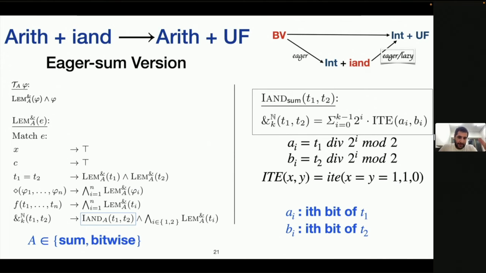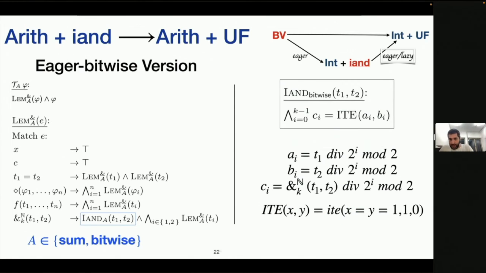And what the lemma generation procedure here does is basically traverses the formula. The interesting part is the lemmas itself. This is marked in blue. On the left side, we have I and A of the two arguments. And let's see, if A is sum, if we are in the sum mode, then we add an equation that is based on summing the various bits with power of 2. And we need here access to the ith bit of the bit vector representation of each integer. But this is possible using division and modulo operators.